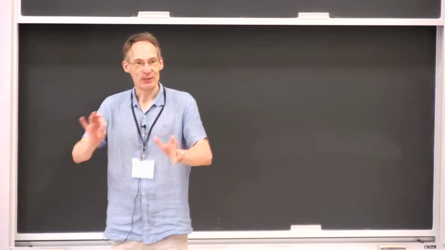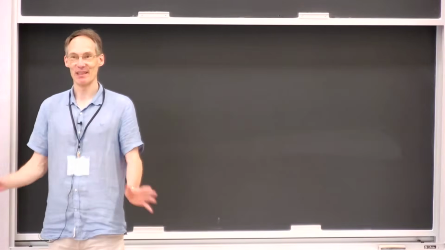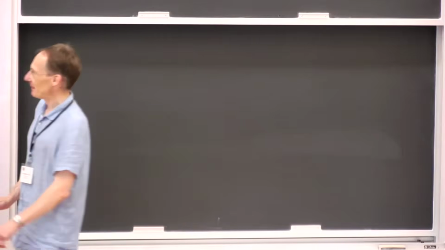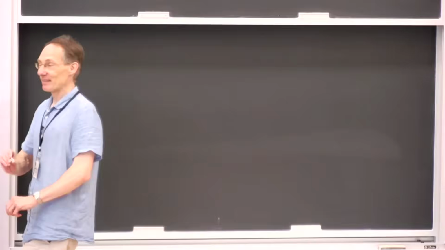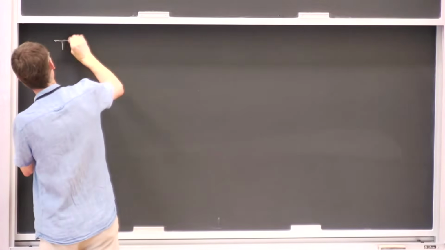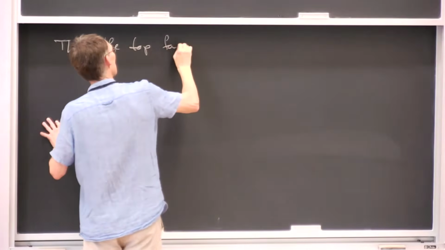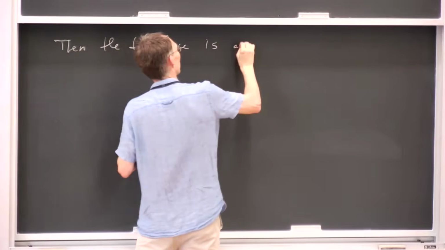There's a technical thing with the cube lemma I don't really want to get into, but if you want to press me about it, I will talk about it. Suppose you have all of this data, then the conclusion is supposed to be that the top face is also a homotopy pushout.